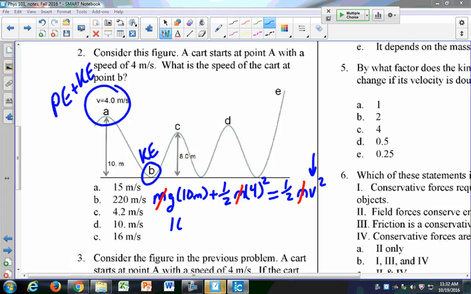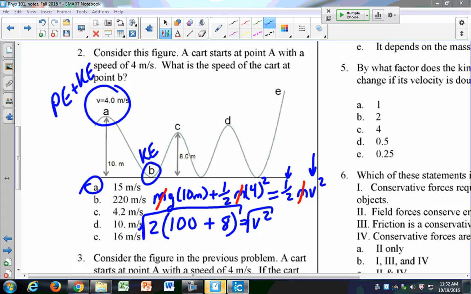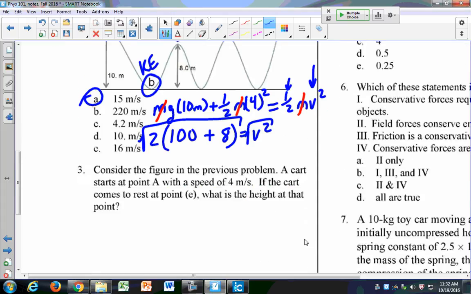I get 100 plus 1/2 of 16 is 8. I double that, because I have to get rid of this half right here. That's equal to v squared, and then I take the square root of that. So that's 216, the square root of 216. Okay, so it's A. All right? You shall have a problem like that, no doubt.